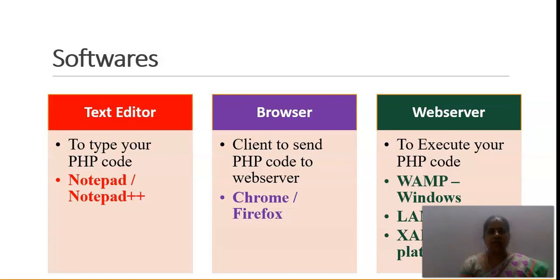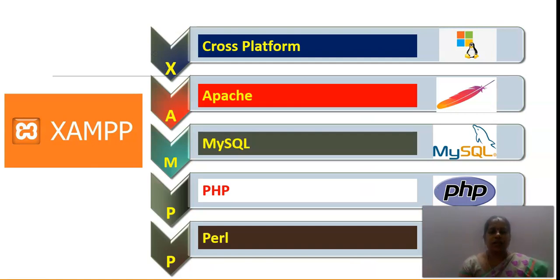For example, we have this list of web servers like WAMP, LAMP and XAMPP. WAMP supports only the Windows operating system, and LAMP is for Linux, and XAMPP supports all types of operating systems like Windows, Linux, everything. So we are going to use XAMPP, which is readily available on the internet, and we can simply download the service and make our system a web server, which will support all the services in order to run PHP.